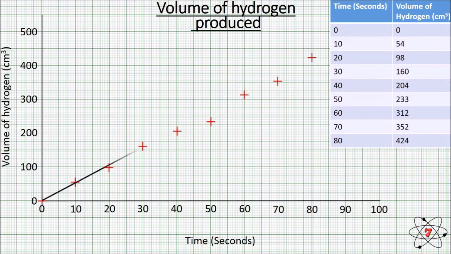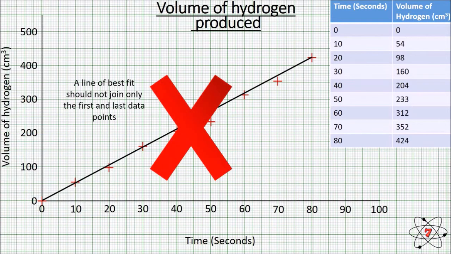Another mistake that people often make is they connect the first point of their graph to the last point of their graph and ignore all other data points. Now, this is a slightly better example than going dot to dot, but it is still not correct. This is because we end up with a skewed set of results. Our line of best fit should have an equal number of points above the line and below the line. In this example, we didn't have any points above the line of best fit, only below it.